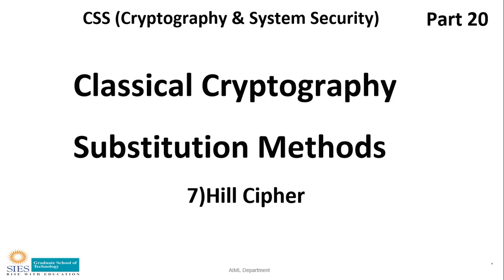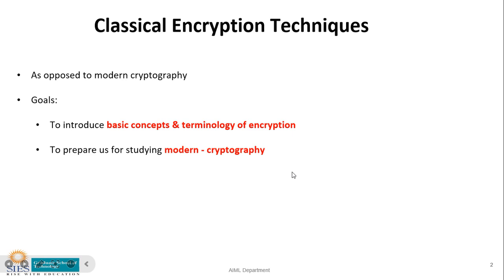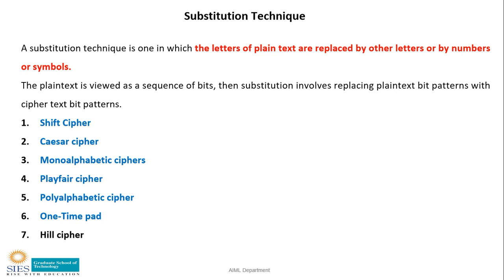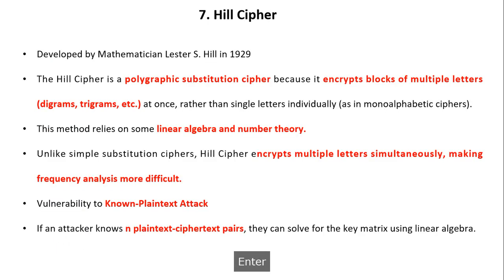The topic of this video is classical cryptography. In this video, I am going to explain the Hill cipher, one of the substitution methods. Now let us start. Classical encryption techniques are opposed to modern cryptography, and their goal is to introduce the basic concepts and terminology of encryption and prepare us for studying modern cryptography. In my previous video I have already covered all the substitution methods, only the Hill cipher is remaining, and in this video I am going to explain the Hill cipher.